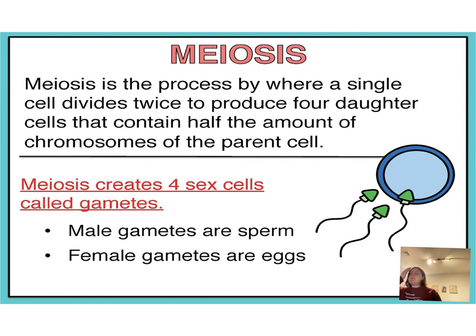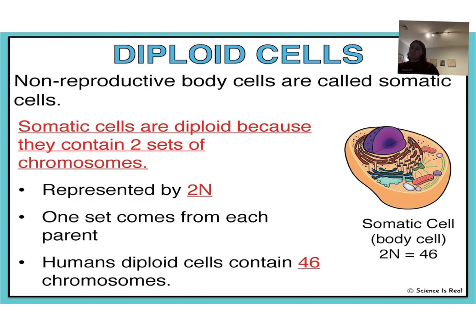So meiosis is the process by which a single cell divides twice to produce 4 daughter cells that contain half the amount of chromosomes of the parent cell. Meiosis creates 4 sex cells called gametes. Gamete is just the fancy name for a sex cell. Male gametes are sperm. Female gametes are eggs.